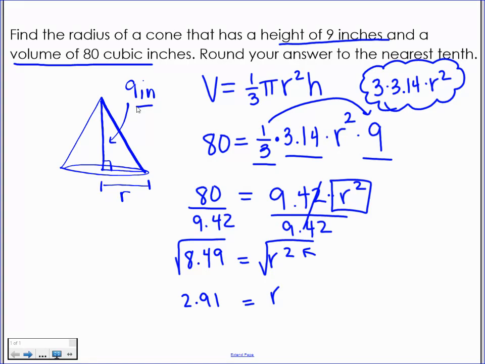Good. Now from here, let's remember, it says round to the nearest tenth. So we say, okay, 2.91 is actually 2.9 inches. And you are done.